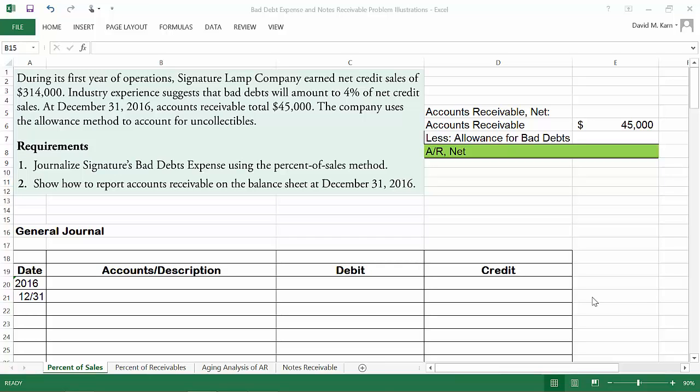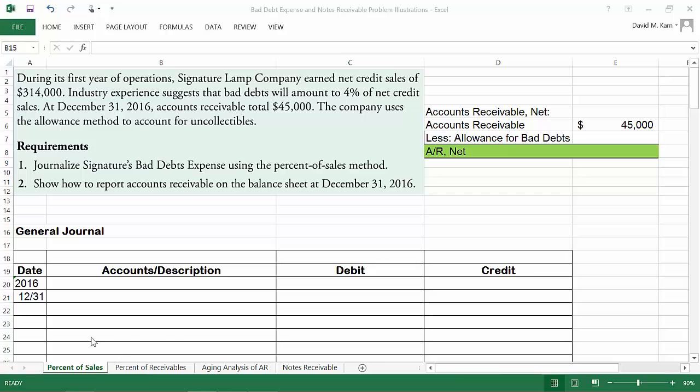Professor Karn with you to go over how to estimate bad debt expense using the allowance method. We're going to look at each of the three methods: percent of sales, percent of receivables, and aging analysis of accounts receivable. And then we'll also do a separate problem on how to do notes receivable transactions. Okay, so let's look at this first one here.